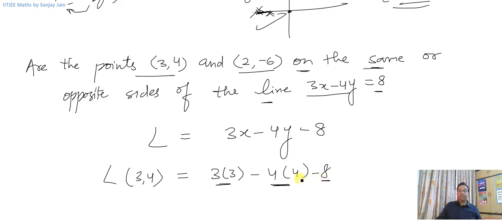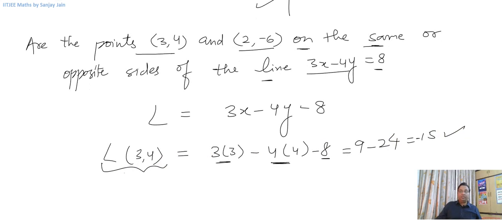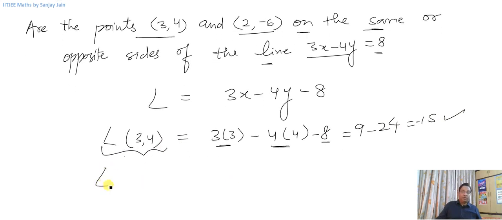So 16 and 8 is 24, and minus 24 plus 9. So this is 9 - 24, which is equal to 15 with a negative sign. So we have got this as -15. Now let us see (2, -6). What does it give? A negative value or a positive value?